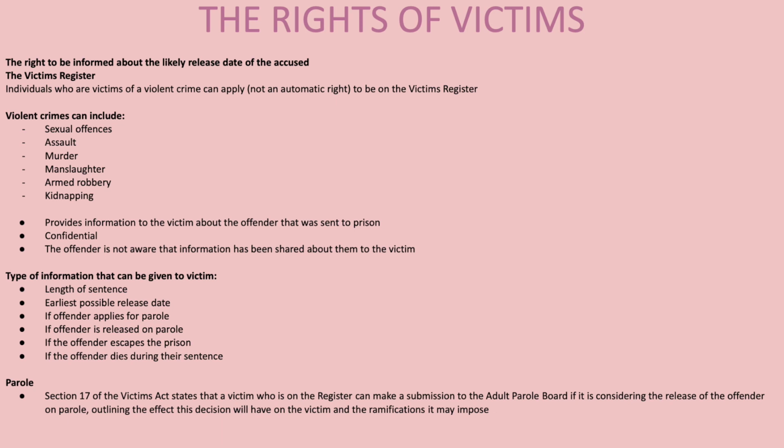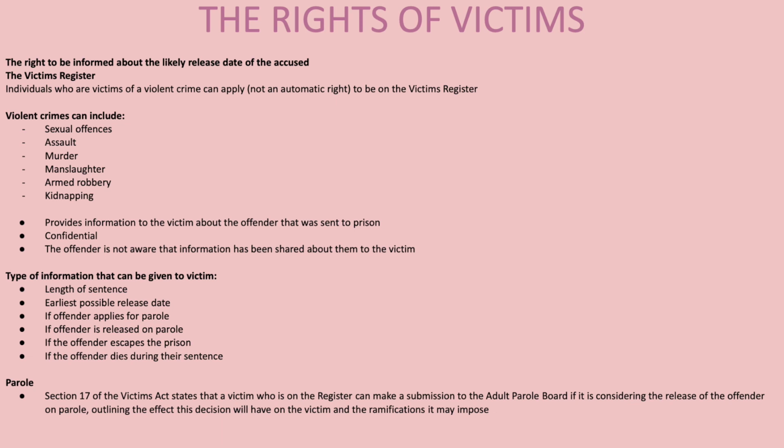The type of information that can be given to the victim includes the length of the sentence, the earliest possible release date, if the offender applies for parole, if the offender is released on parole, if the offender escapes prison, or if the offender dies during their sentence.